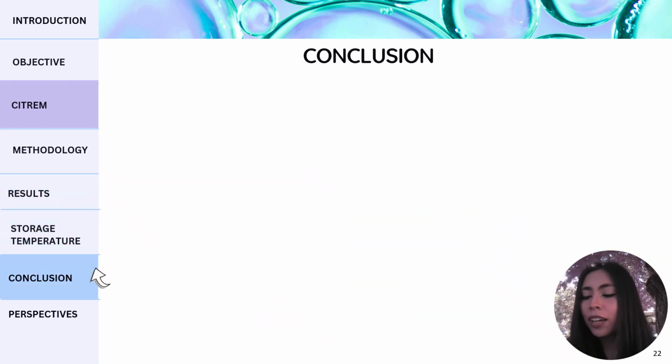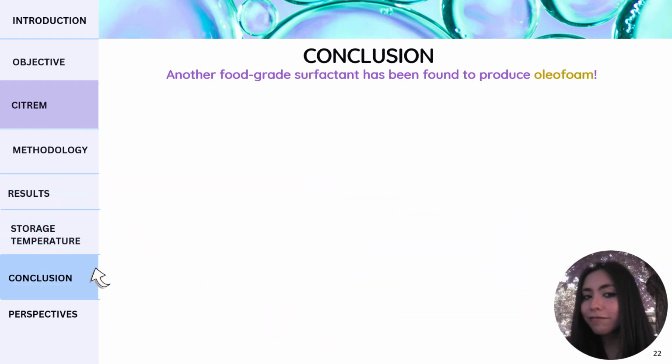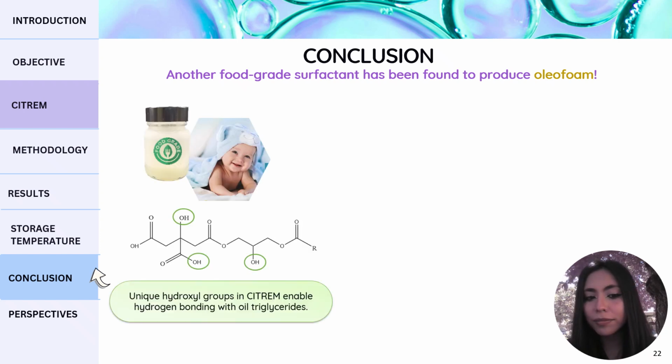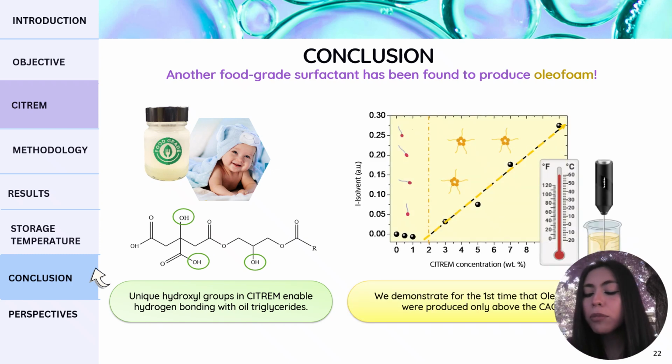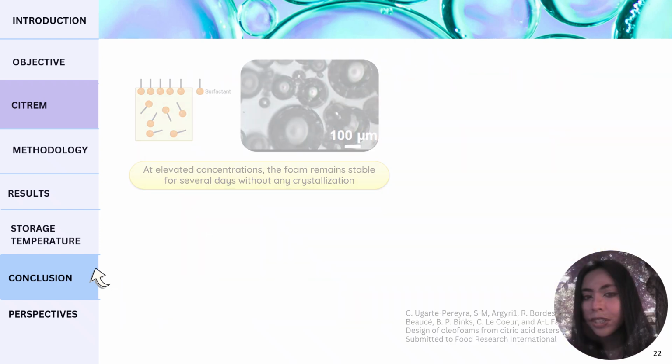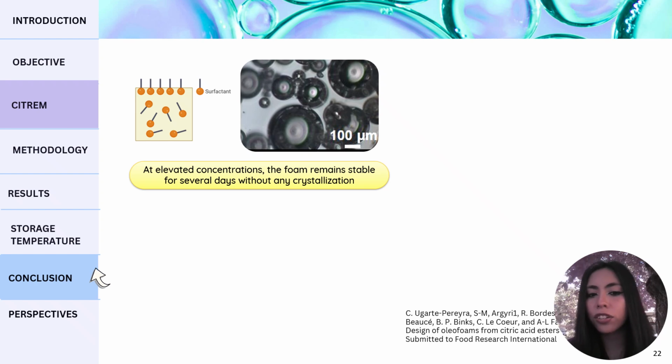Then as a conclusion, we notice that another food-grade surfactant has been found to produce oleofoams due to these unique hydroxyl groups which help us to create hydrogen bonding with the oil triglycerides. We demonstrate for the first time that oleofoams are produced only above the critical aggregation concentration. We notice that at elevated concentration, the foam remains stable for several days without any crystallization at high temperature. But if we want to have ultra-stable foams, we have to decrease the temperature.